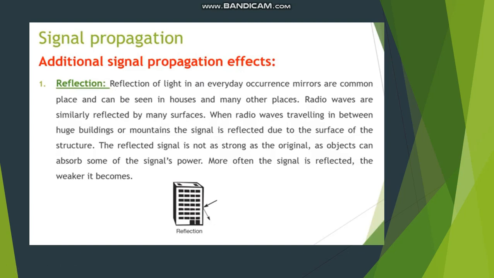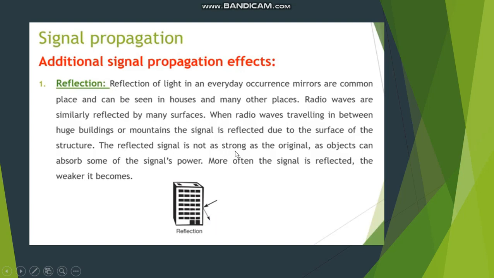Similarly, radio waves are reflected by many surfaces. It is not only light, but radio wave signals are also reflected many times because of reflecting surfaces. When a radio wave is traveling between huge buildings or mountains, the signal is reflected by the surface of the structure. That is, if radio wave signals are propagating between buildings or mountains, then because of their structure the signal which is traveling may hit this building and be reflected, that is, it collides and comes back.